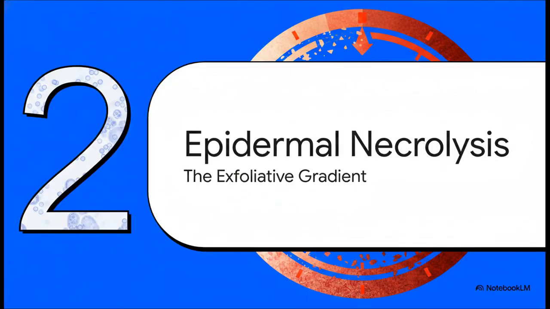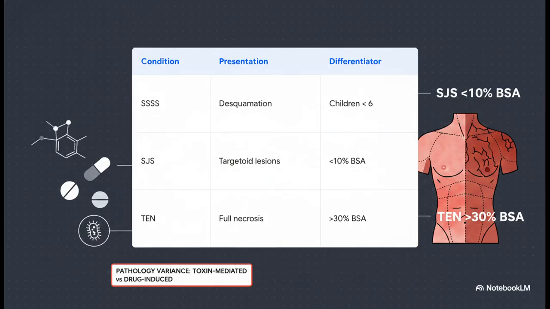Moving right along to Module 2, epidermal necrolysis exfoliative profiles, or what I like to call the exfoliative gradient. When the epidermis starts separating on a massive scale, you are on a ticking clock. You absolutely must accurately plot your patient on this exfoliative gradient. The real crucial point here is the strict mathematical calculation of total body surface area, or BSA, detachment. This exact metric completely separates Stevens-Johnson syndrome, SJS, from toxic epidermal necrolysis, TEN.